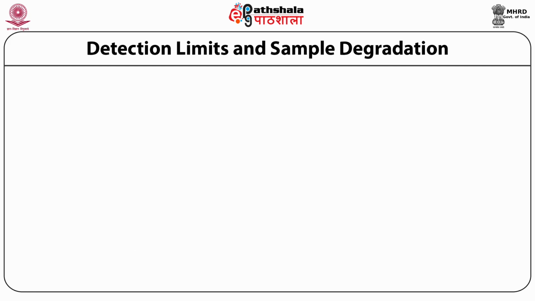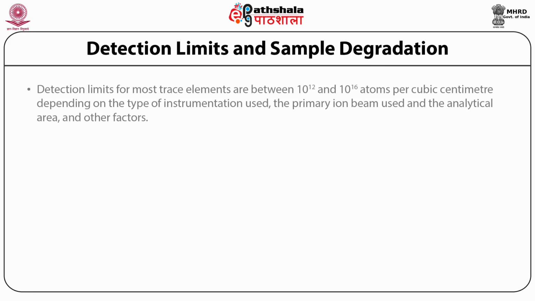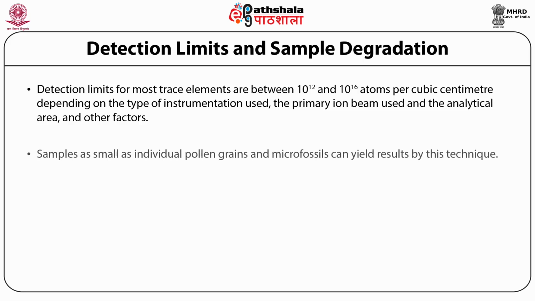Detection limits and sample degradation. Detection limits for most trace elements are between 10^12 and 10^16 atoms per cubic centimeter. This depends on the type of instrumentation used, like the primary ion beam used and the analytical area. It depends on some other factors as well. Samples as small as individual pollen grains and microfossils can yield results by this technique.